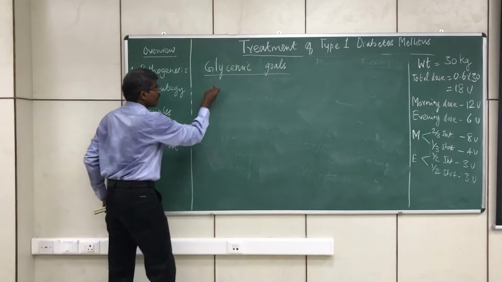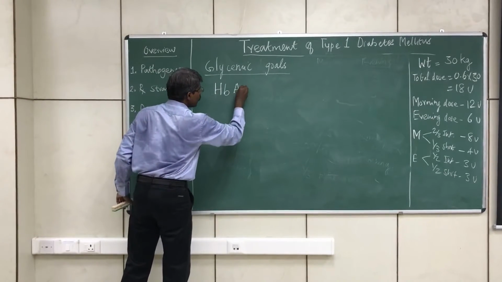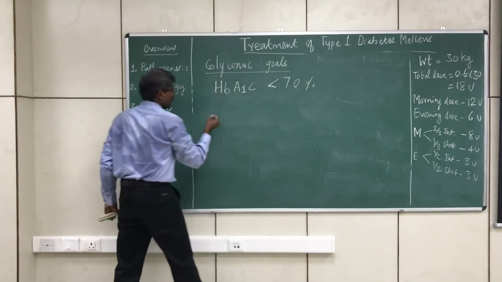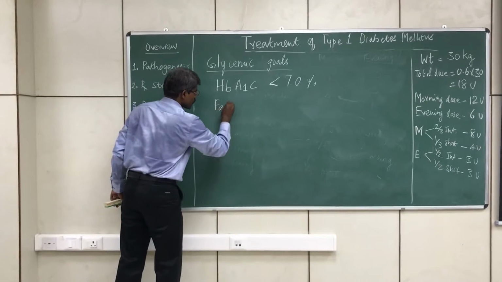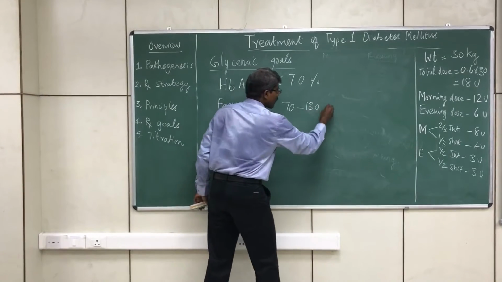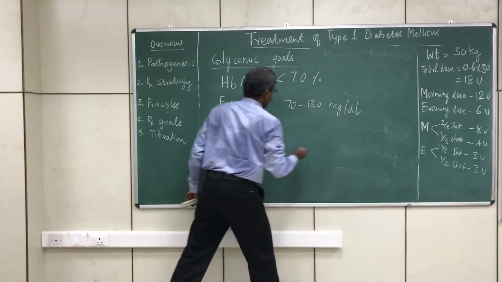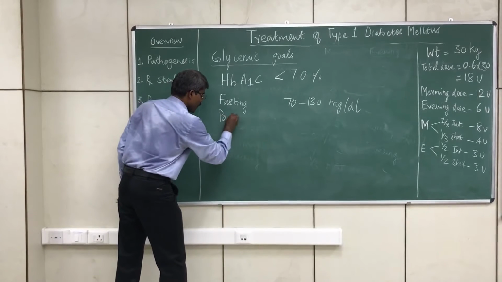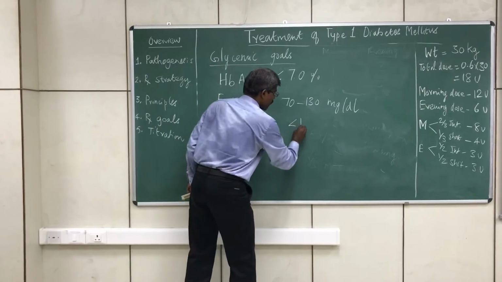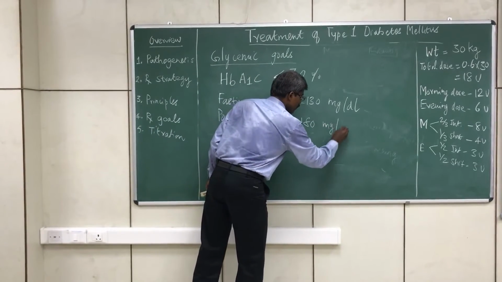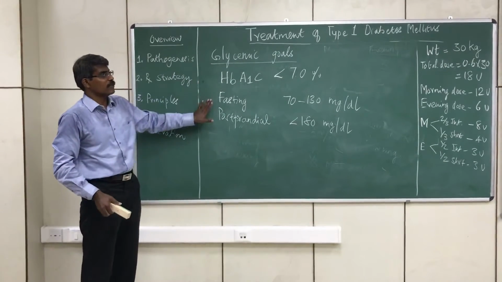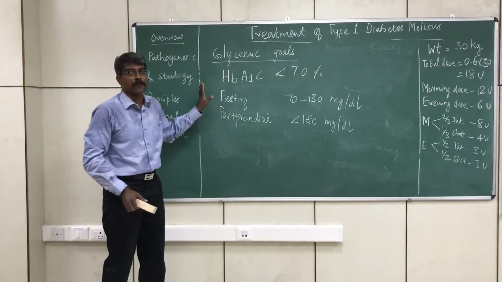There are 3 glycemic goals. Hemoglobin A1C less than 7% is the first goal. Then fasting blood glucose should be 70 to 130 milligrams per deciliter, and 2-hour postprandial should be less than 180 milligrams per deciliter. So these are the 3 treatment goals, or the glycemic goals, which need to be achieved. This is the same for type 1 as well as type 2.